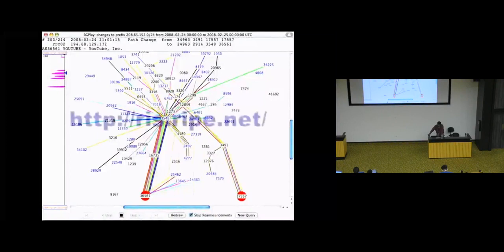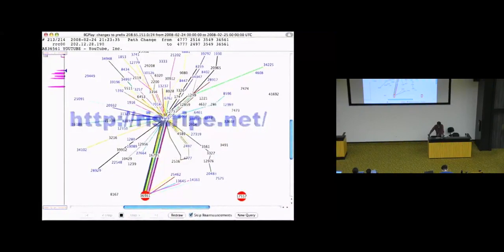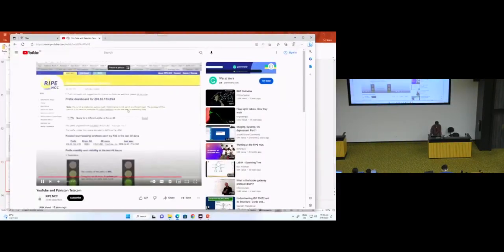These animations and many other tools are publicly available at riz.ripe.net. There are also prototypes of new services.